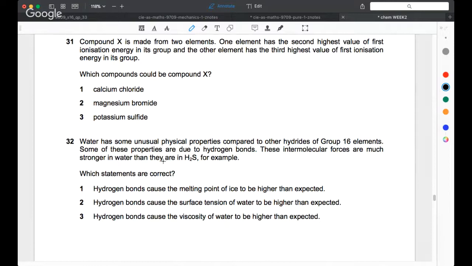And then three is also correct, because it's harder for water molecules to flow. That's right. So the stronger the intermolecular bonding, the higher the viscosity, so the more viscous it will always be.